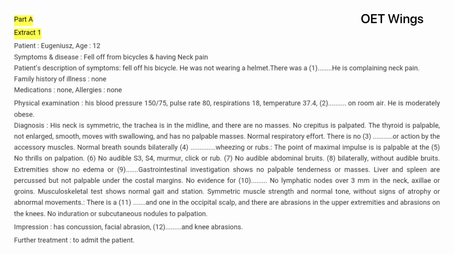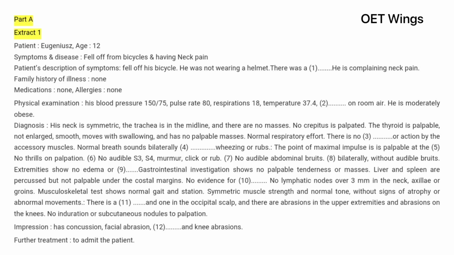The point of maximal impulse is palpable at the 5th ICS in the MCL. No thrills on palpation. S1 and S2 are easily audible. No audible S3, S4, murmur, click, or rub. Abdominal aorta is not palpable. No audible abdominal bruits. Femoral pulses are 3+ bilaterally without audible bruits. Extremities show no edema or varicosities.